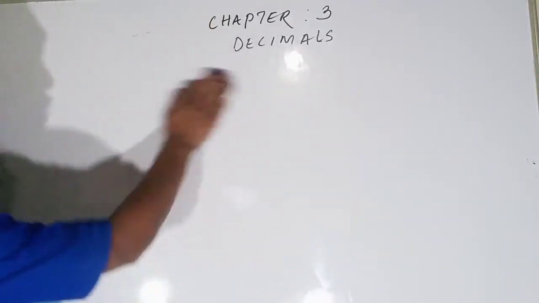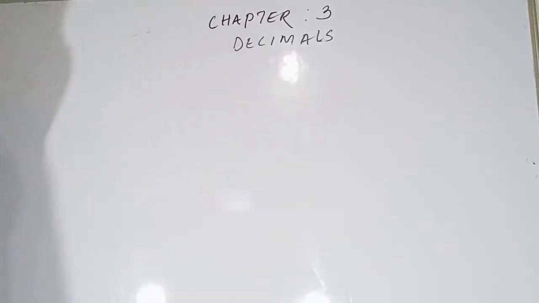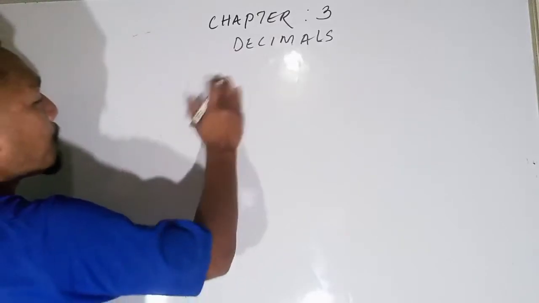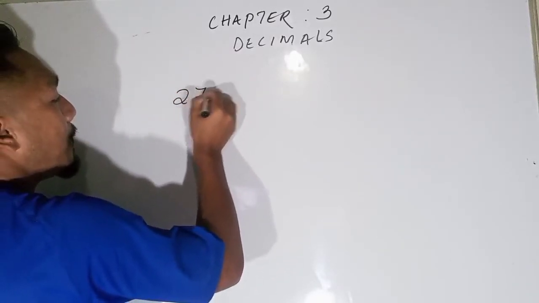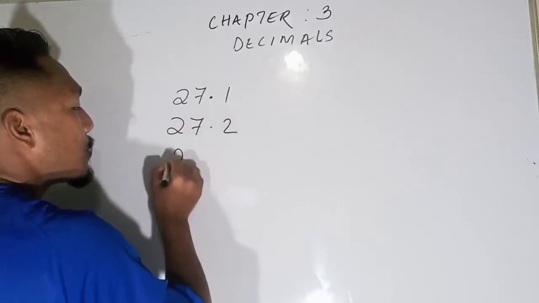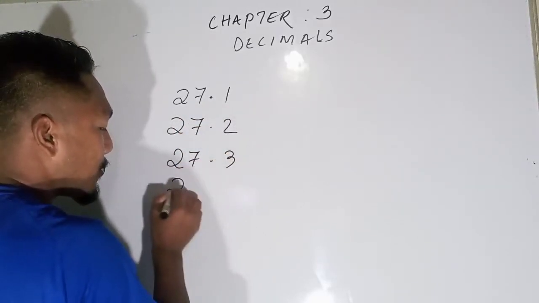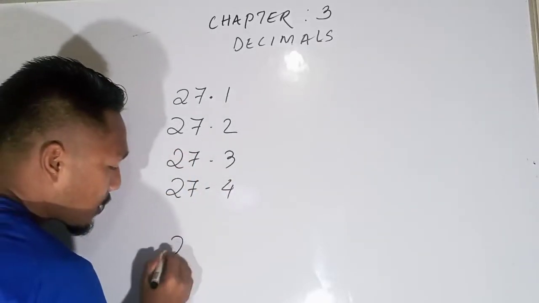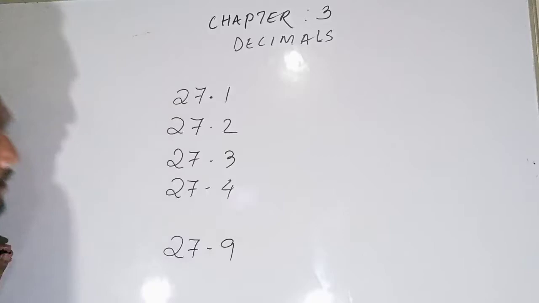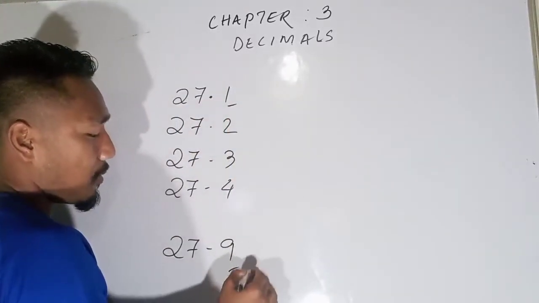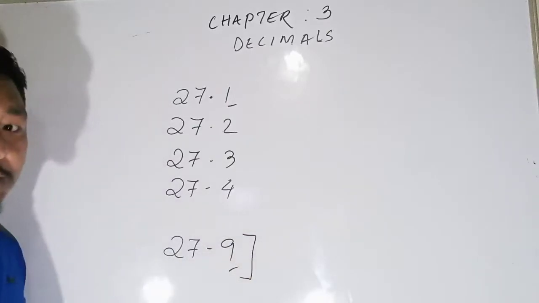Now let's talk about the comparisons. If I want to compare some numbers, after the point you see 27.1, 27.2, 27.3, 27.4, keep on going, 27.9. Out of these, which one is bigger, 27.1 or 27.9? Obviously 27.9 is a little bit bigger.